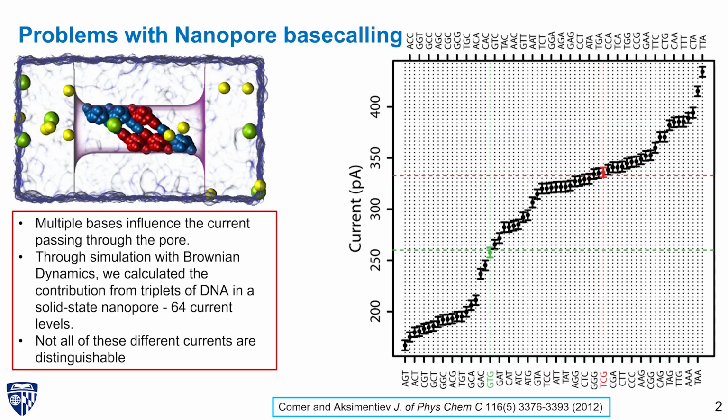Working with Alex Sementsov, who's still at University of Illinois, I believe, and Jeff Comer, who was a student of his at the time, we tried to simulate what would happen if you had, let's say, 3 bases in the pore at a time. What you can note, and this is back about 13 years ago or so, is that if you have certain triplets, say GTG, you can easily distinguish them, as shown in green. But if you have a different triplet, let's say TCG, you can't distinguish them so easily.